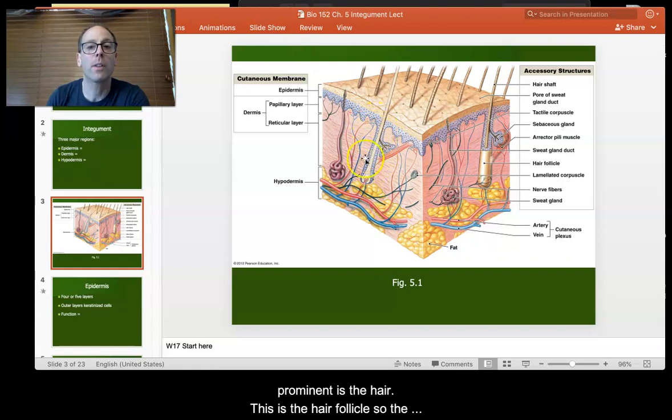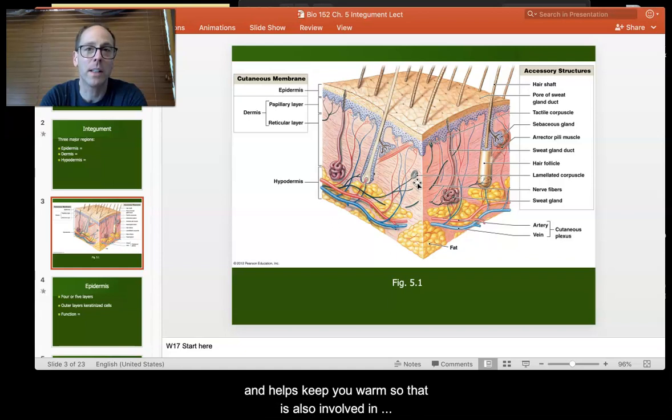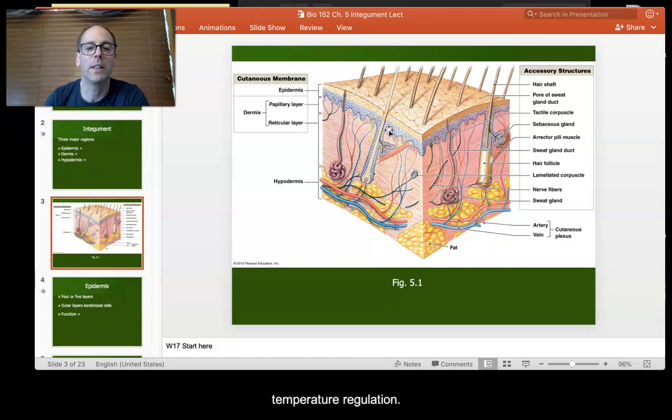This is the hair follicle. So the hair follicle produces hair. Another structure that's associated with the hair follicle is this muscle right here. This is called the erector pili muscle. This muscle, by the way, erector pili muscle, it's spelled like this with an A. That muscle pulls the hair shaft upright. So when you get cold, it raises the hair away from your skin, it traps air against the skin, and it helps keep you warm. So that is also involved in temperature regulation.